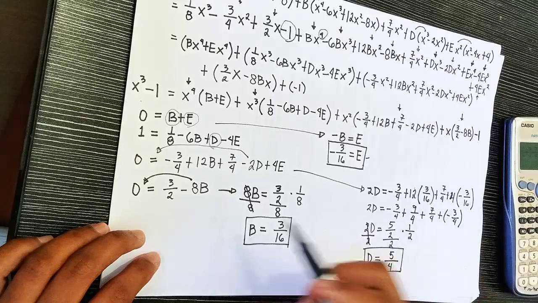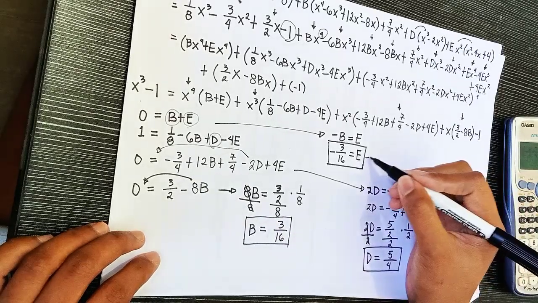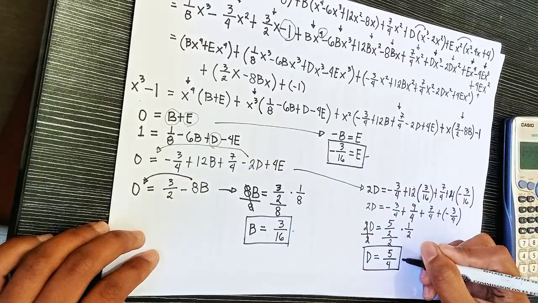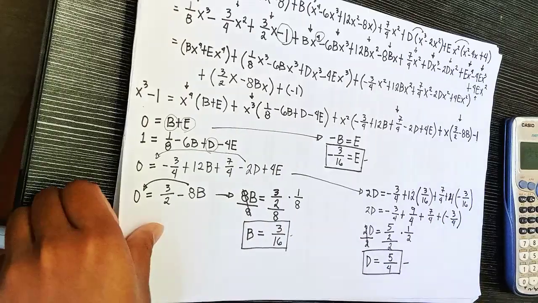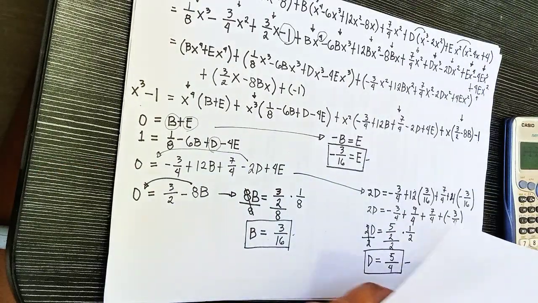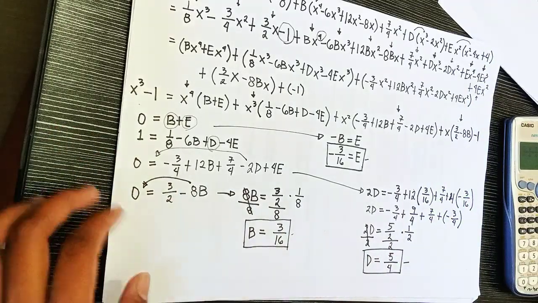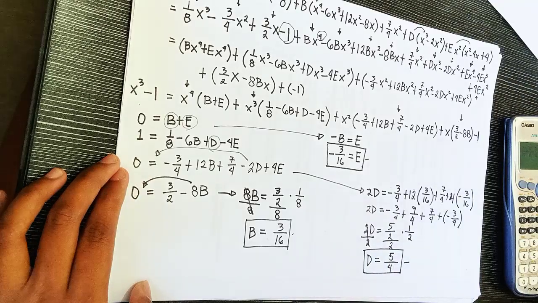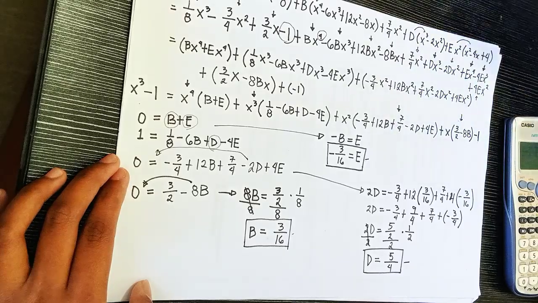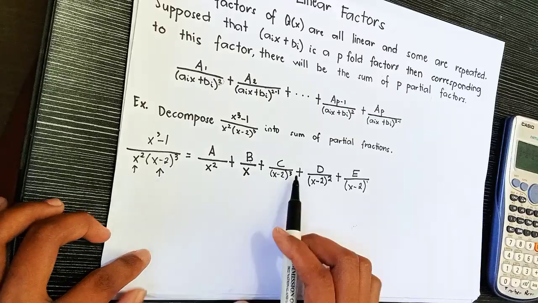So, we have now found all of the unknowns. We got the value of B, the value of E, and the value of D. What we will do now is substitute all the values of our variables, the values of A up to E, into our original expression that we solved earlier.